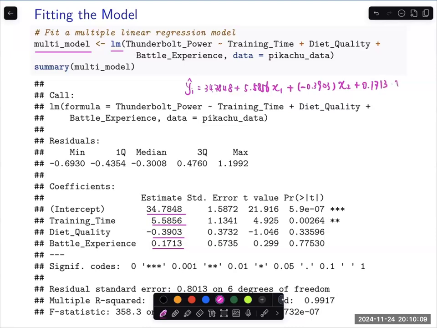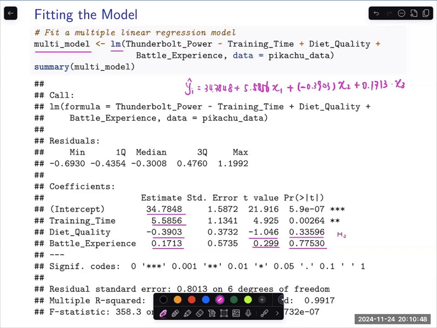plus 0.1713 times x3. You'll note the magnitudes of the corresponding slopes for x2 and x3 are very small compared with x1. This is no coincidence, because the t statistics for those two generate p-values that are very large. As we previously learned, if the p-value is very large, it does not give us strong evidence to reject the null hypothesis that beta 2 and beta 3 equal 0.